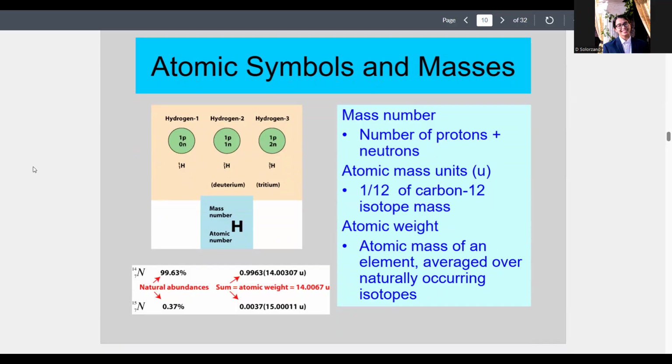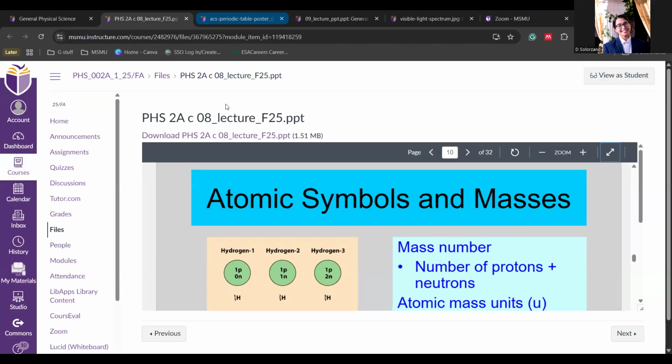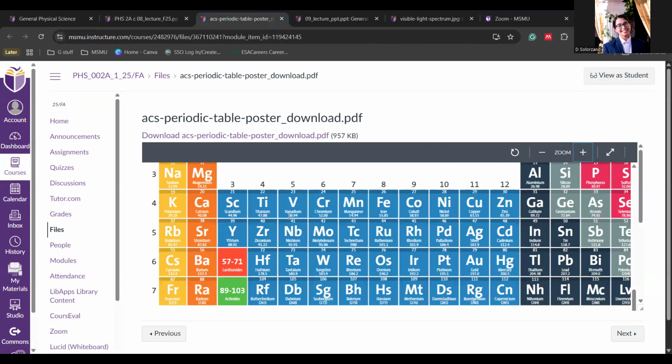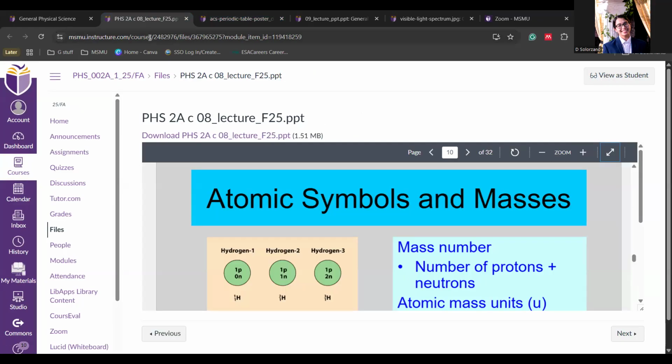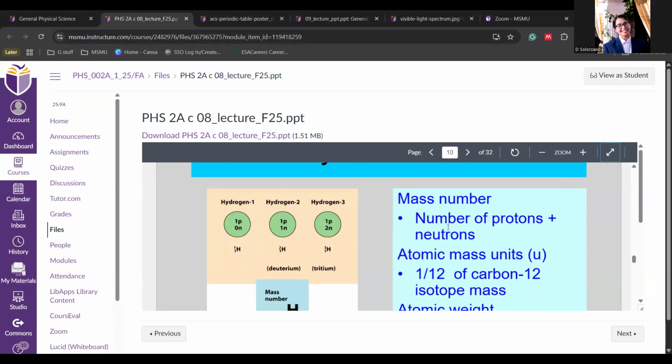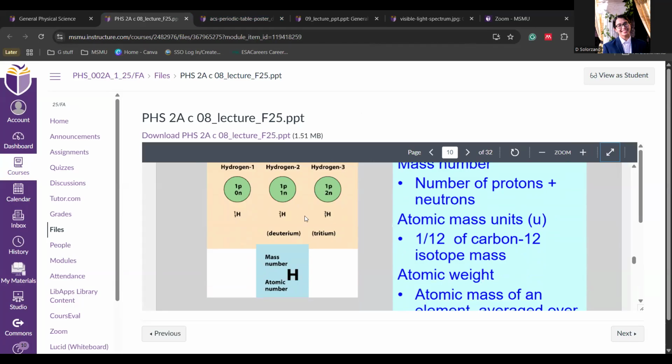Mass number is the number of protons plus neutrons, and you get the mass number from the bottom part of the periodic table. Okay, mass number is specific for the isotopes.